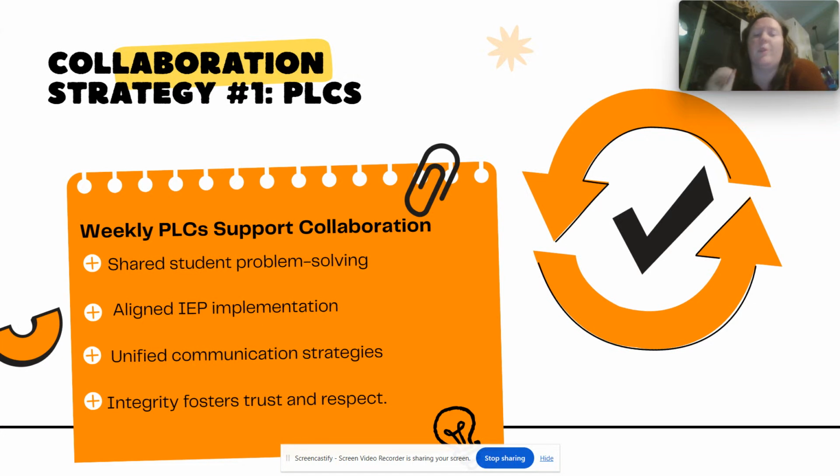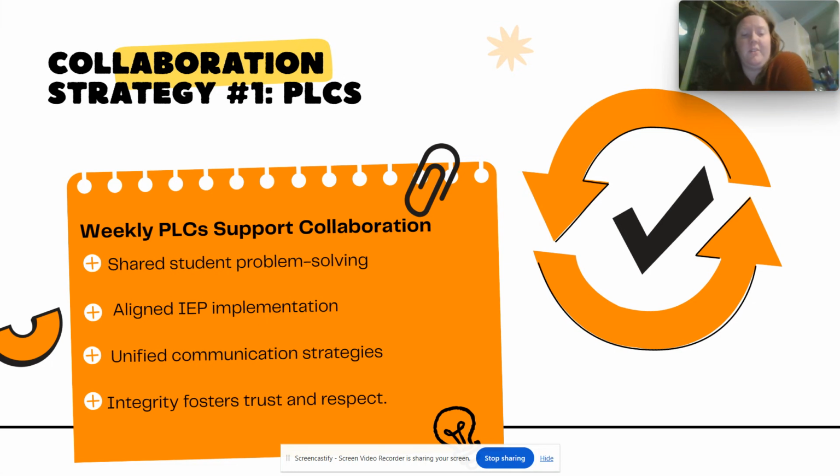PLCs, they're so important. This kind of focuses on collaboration a little bit more within those PLCs. We can share student problem solving. So again, we can talk about those students that are struggling and how we can help them. We can talk about if they're aligned to the IEP. So if there's a group of gen ed teachers and they have kids in special education, they need to have a special education teacher in their PLC so they can see if the student's progress and classroom behavior and everything is matching their IEP and the supports and accommodations that they need.